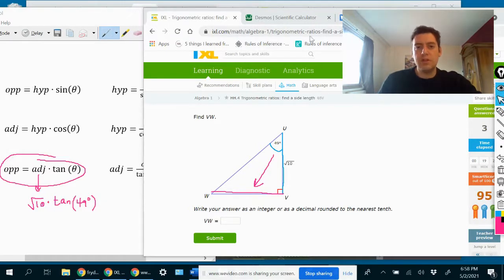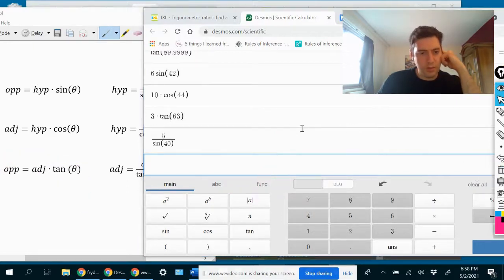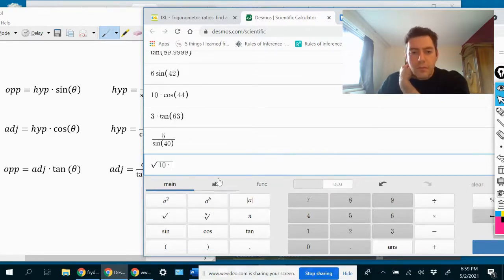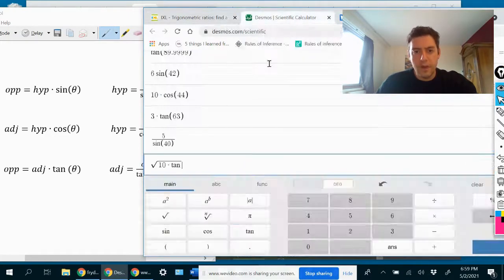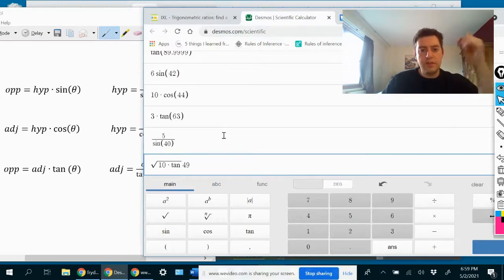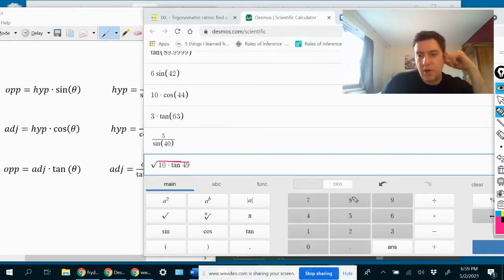So we'll do the square root of 10, at least to get some practice using the square root symbol. Okay, so here it is. Square root of 10, times 49 degrees, right? We don't want to do something like this, because you see the tangent of 49 degrees is still underneath the radical symbol over here. I don't want that.